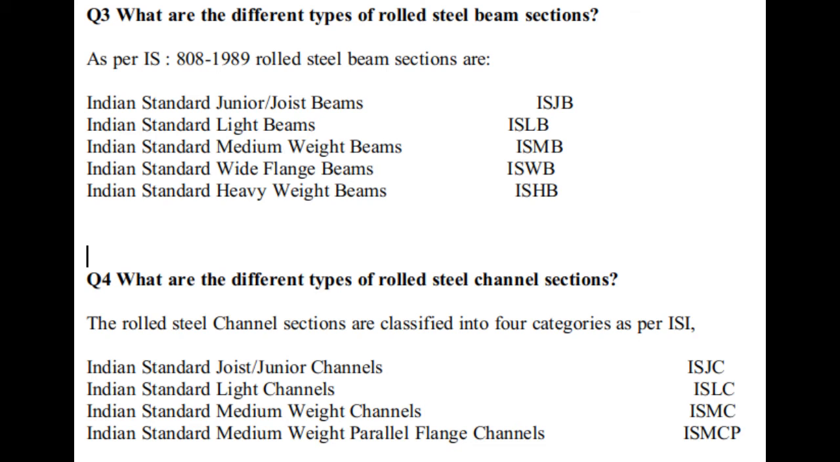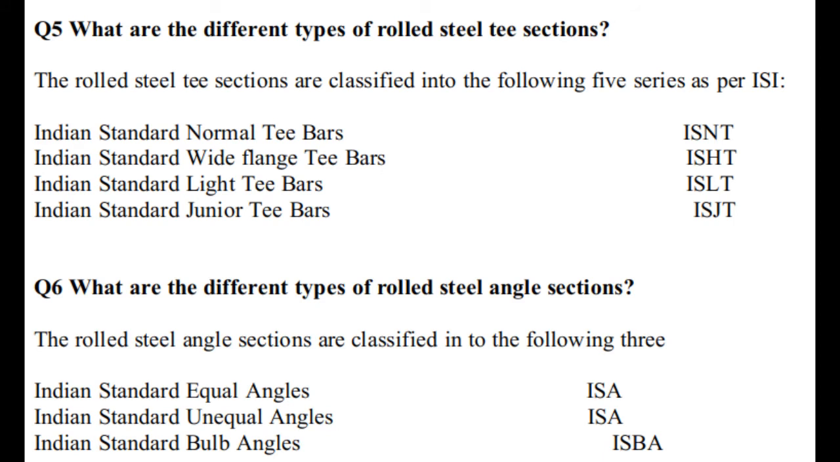Next, question number 5. What are the different types of rolled steel T sections? The rolled steel T sections are as follows. ISNT. NT stands for Indian Standard Normal T bar. Here IS means Indian Standard and capital T stands for T bars, and the third letter goes on changing.